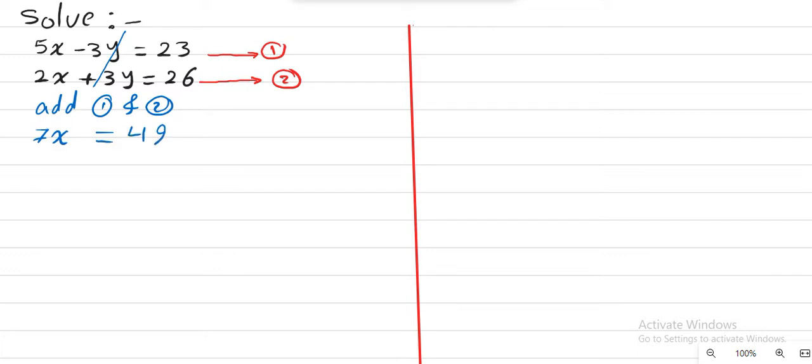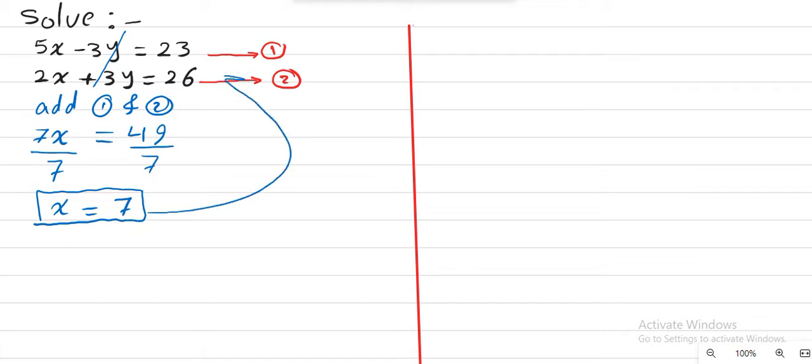Here we get a linear equation in one variable. We'll divide by 7, so x equals 7. So this is the value of the first variable. We can get any one of them firstly. We can get x first or y first, no matter. Then we'll take this value and substitute in any of these two equations. Any one is correct to get the value of the other part.